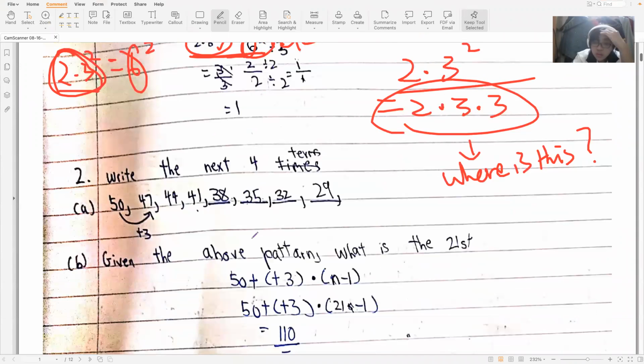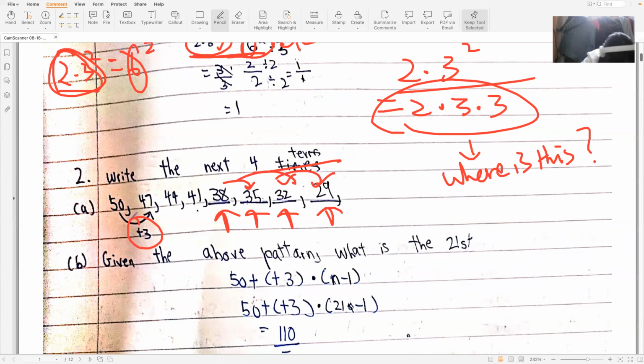Okay. Next, 4 terms: 1, 2, 3, 4. So what's the trend? The trend is -3, -3, -3. What do you mean by +3? Who taught you this? +3. Who taught you +3? Oh, I wrote. You don't give me so many mistakes here and there. Who said this is +3?